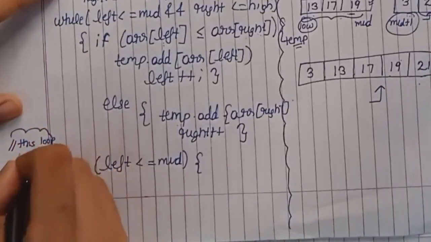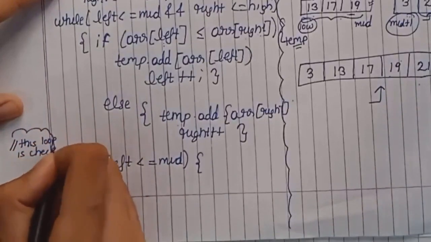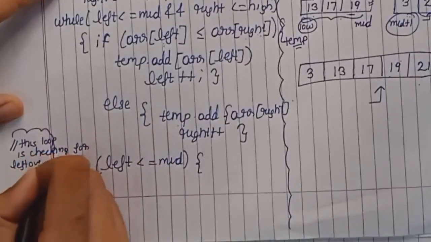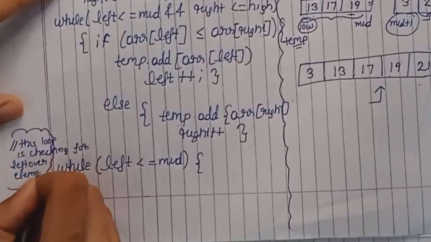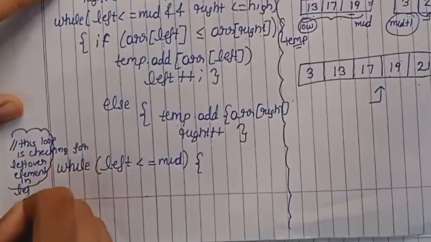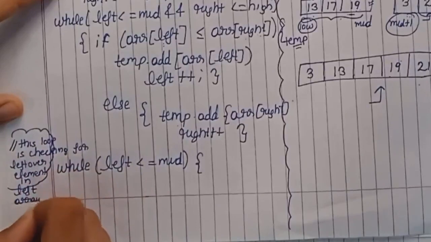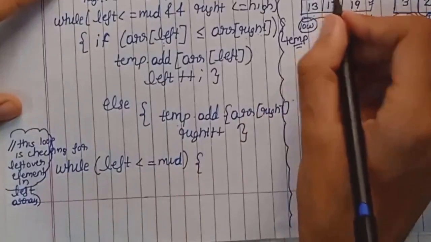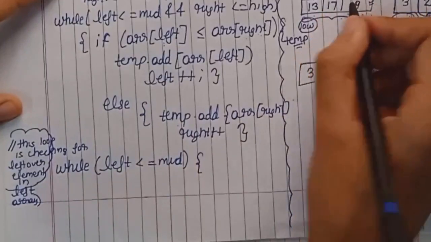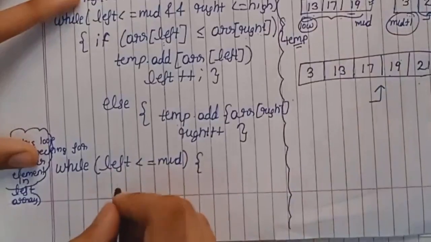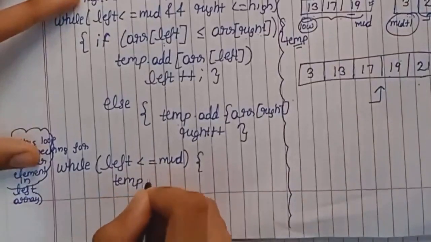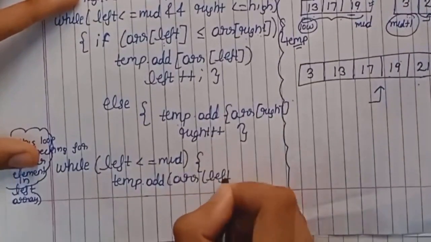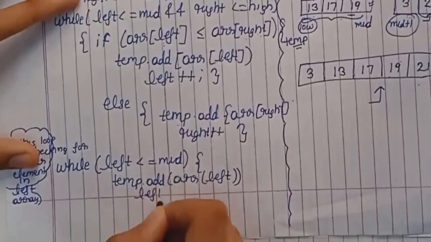This loop is checking for leftover elements in the left array. So if left is less than or equal to mid, then it means that there is some element which is left in the left array. So what we will do, we will just add that element in our temporary array, and we will increase the left by 1.